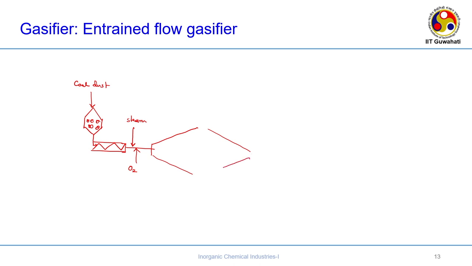So this is your gasifier. In this part you will have, let us say, the liquid slag. And here you have the raw syngas getting generated, going out. These are then burnt actually. I will say this is a burner. You are feeding the coal particles, you are adding steam and oxygen, then burning it, or lighting them. The same thing also happens here.